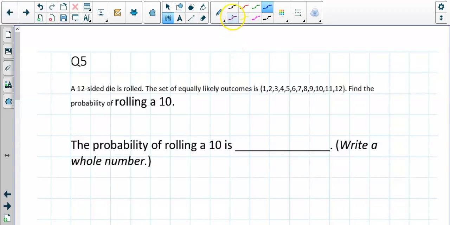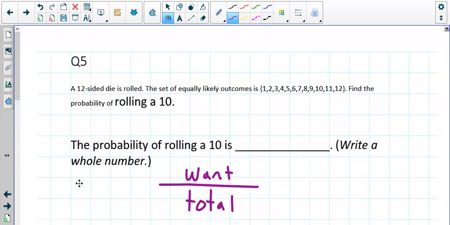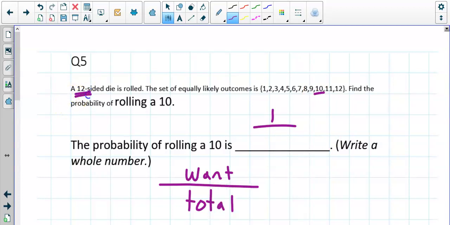So remember, with probability, it's all about basically what you want, your outcome that you're looking for, over the total. It's kind of the idea behind probability. So what we want is rolling a 10. Well, how many ways can we roll a 10? Right here. There's only one way. Out of how many numbers do we have total? Right there. There are 12 outcomes. And you can see all 12 outcomes right here.